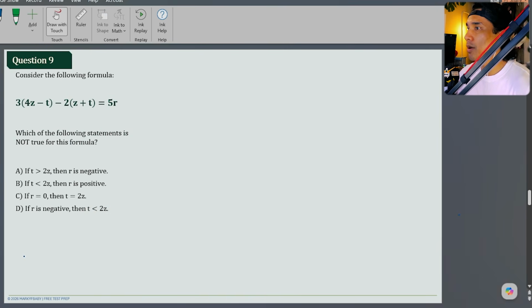Consider the following formula. You get this right here, 3 times 4z minus 10 minus 2 in parentheses z plus t equals 5r. Okay, which of the following statements is not true? Make sure to read the question. We're looking for something that is not true. That means there are going to be 3 answer choices that will be true.